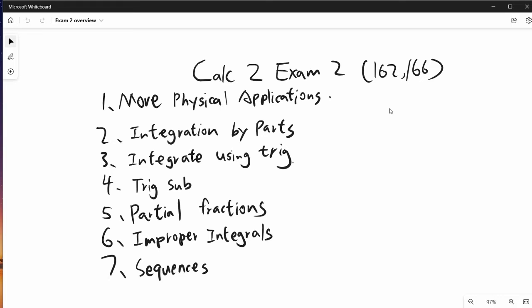So you probably did the first part for exam 1, and this part is just more complex integration. And second, we have integration by parts, which is really important, and you might use it later on after Calc 2 in other science classes or engineering classes. And then integrate using trig.